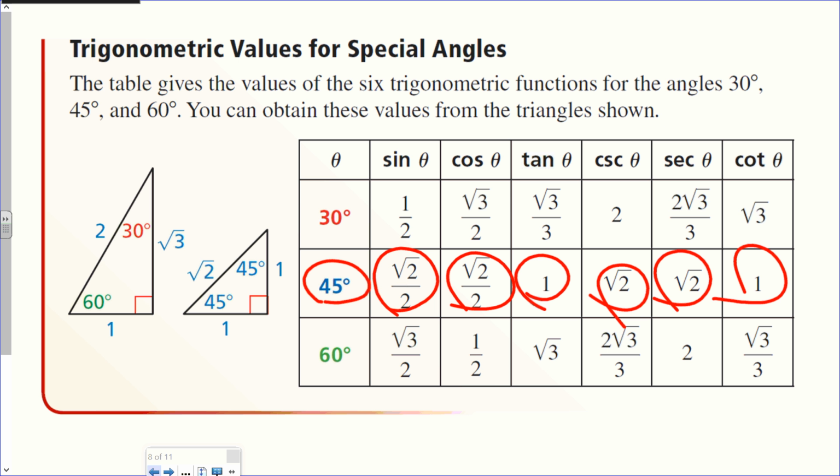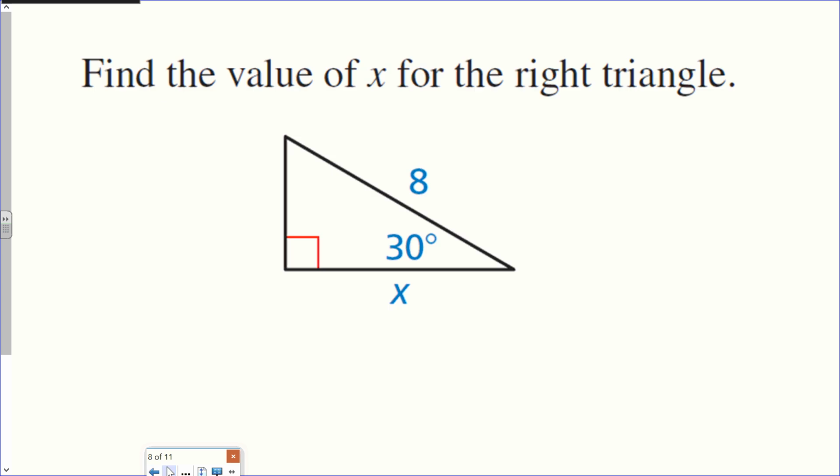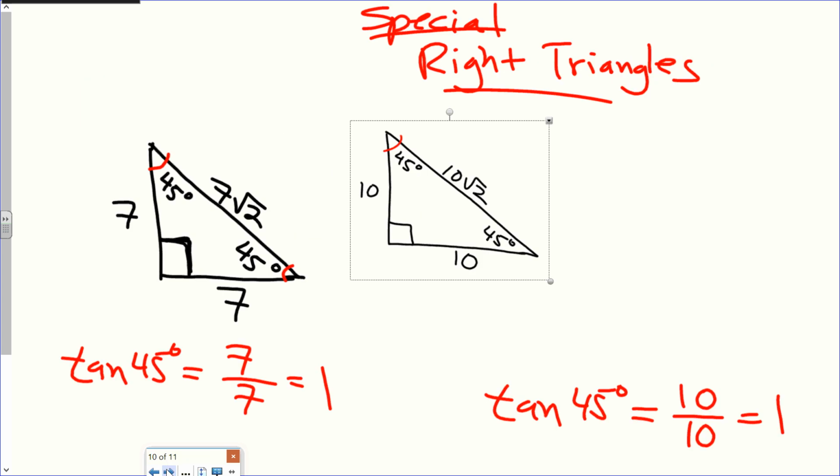So these are called special angles. Think of the title you just wrote down. They're called special right triangles. They're special. Are you special?